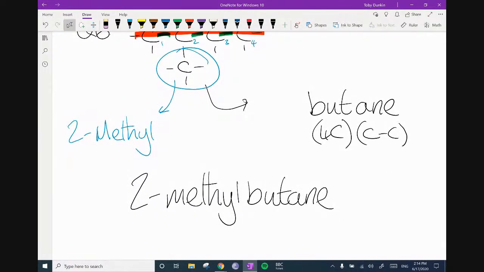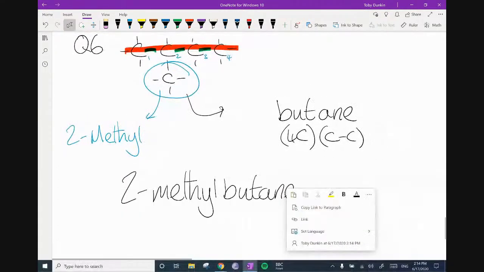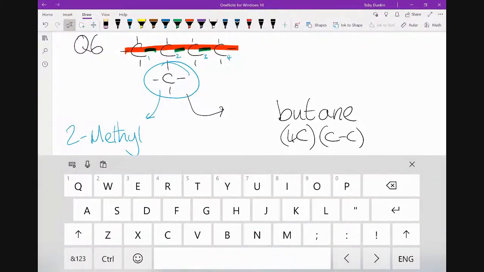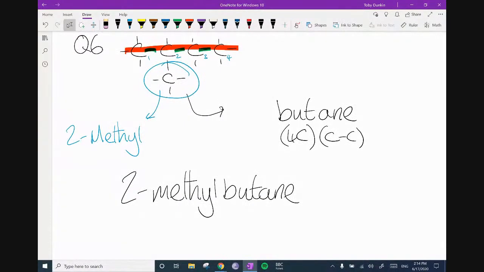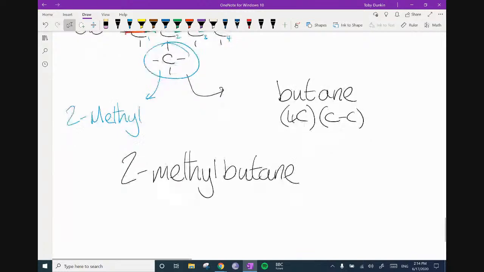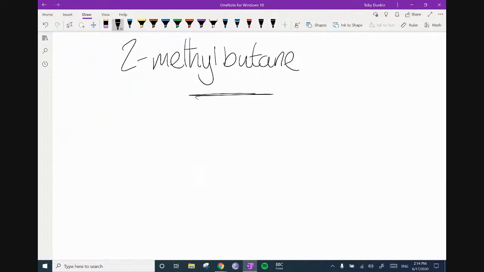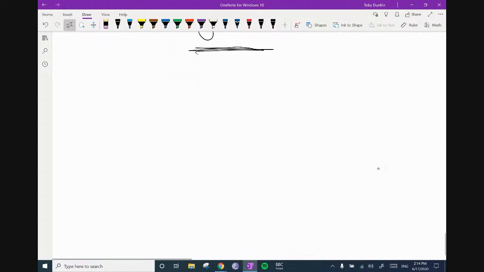Okay, year 10s, how are you finding this? You coping? I know it sounds complicated. It'll get easier, I promise. Are you ready for the next one? Question number 7. Okay, are we ready?